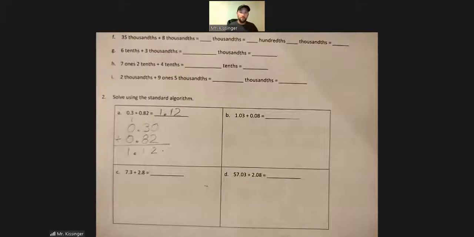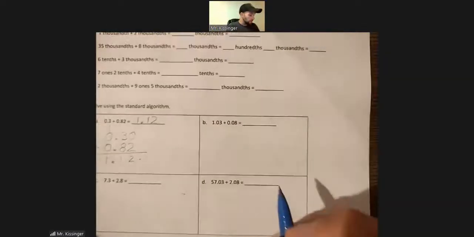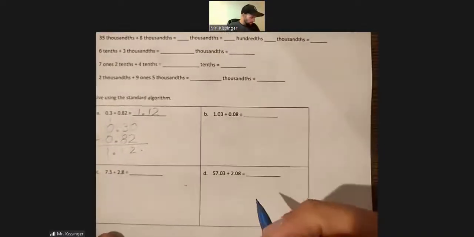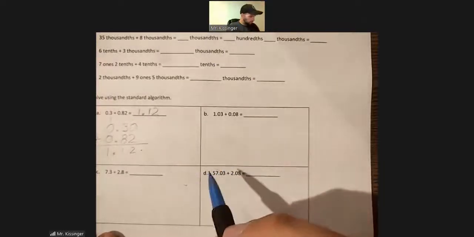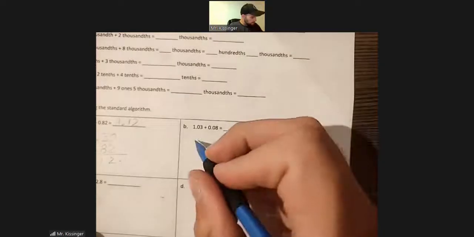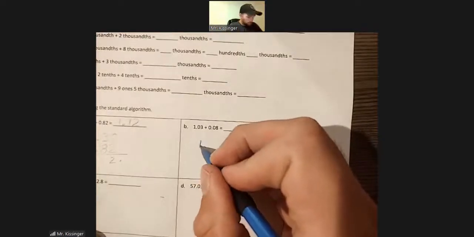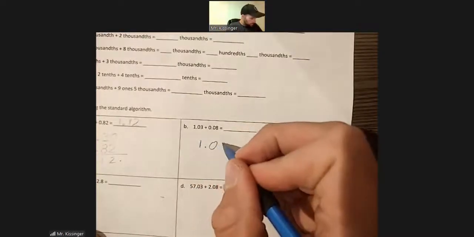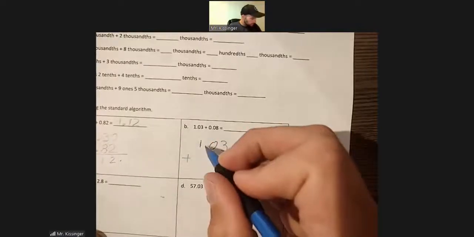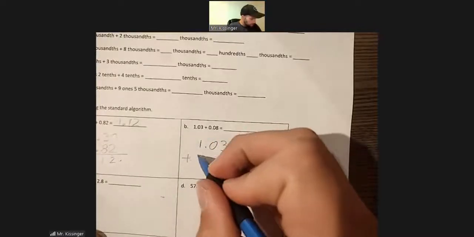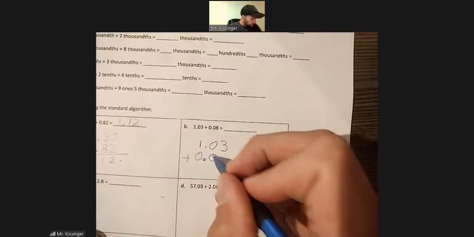So the only difference is we have to make sure that we use our decimal point and carry that decimal point down as well, right in the same place. So as long as we're lined up. Let's do this one right here. We have 1.03 plus, make sure our decimal points are lined up, 0.08.